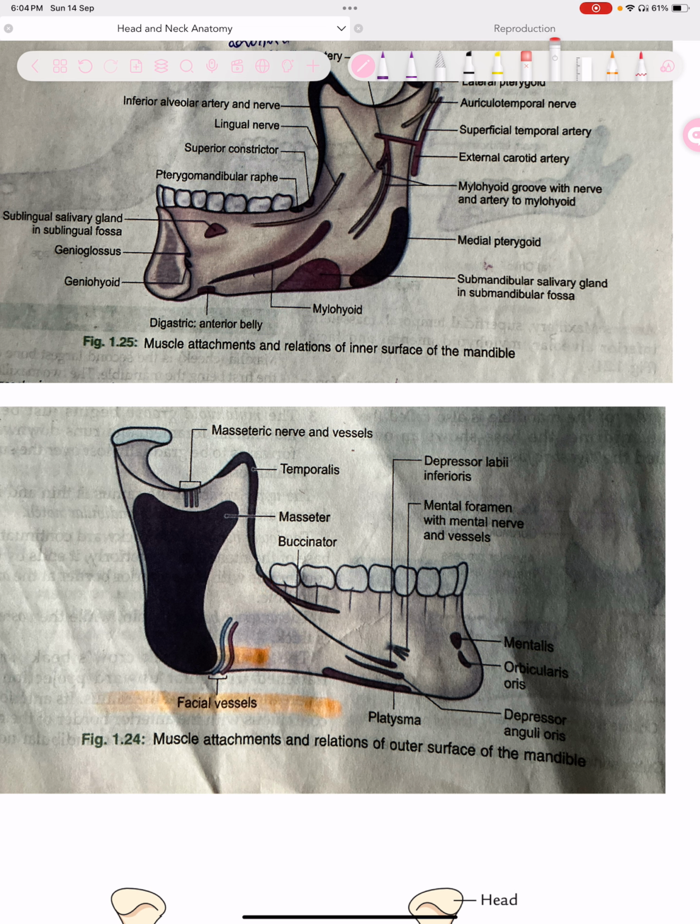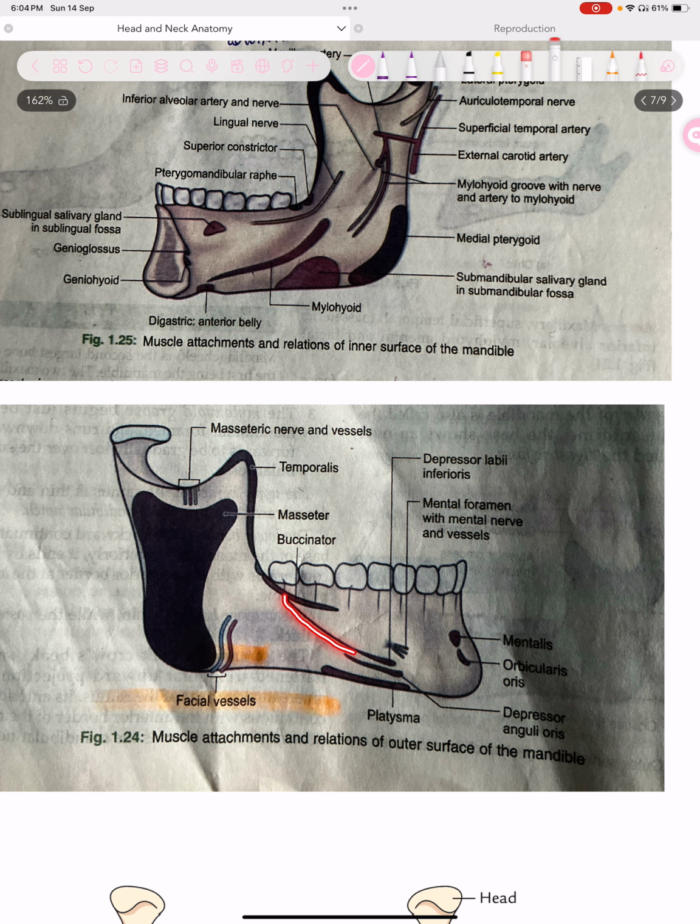Then, just in front, towards the end of the oblique line, you have depressor labii inferioris. So the oblique line is super important. You have depressor labii inferioris, and then just below that you have depressor anguli oris. So super important. Remember, oblique line situated on the outer surface. It gives origin to buccinator, depressor labii inferioris, and depressor anguli oris. So this is the oblique line.